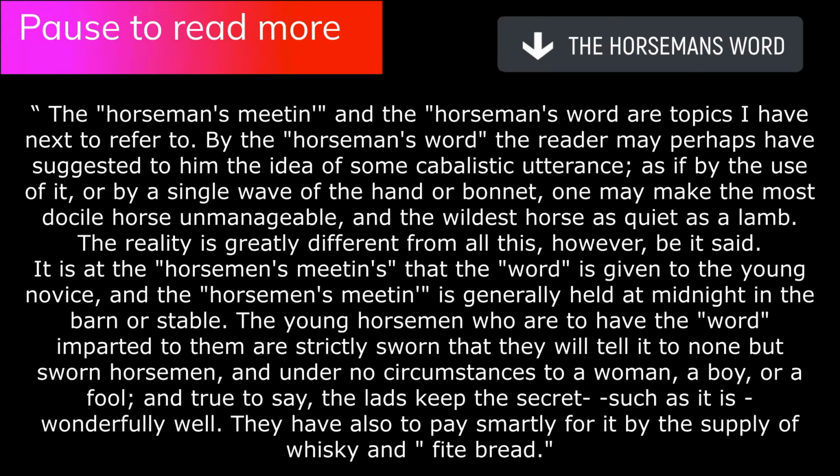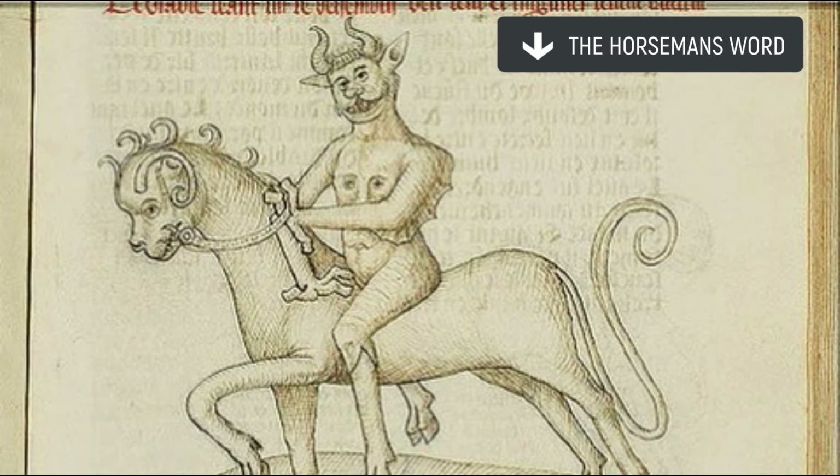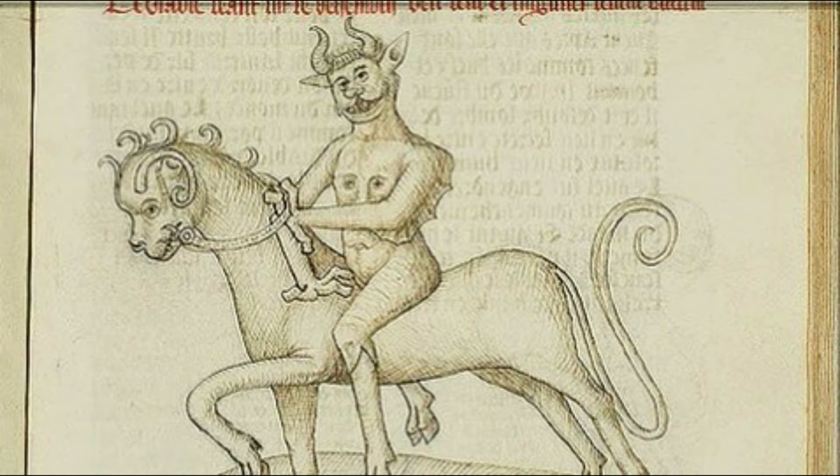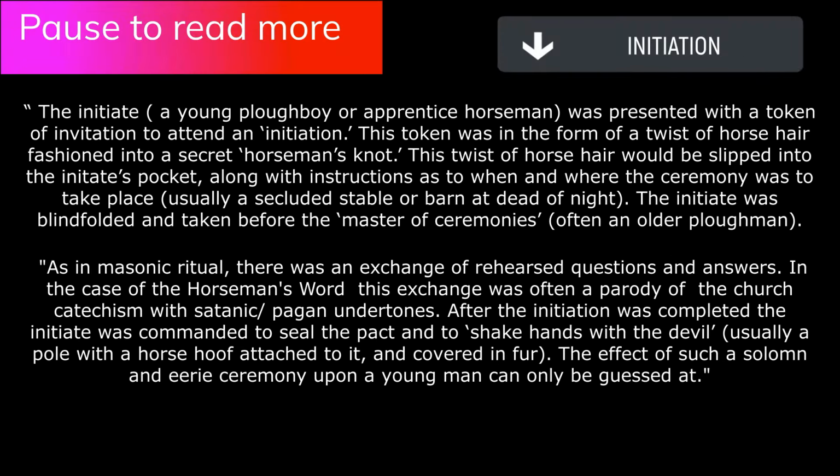The biggest surprise, though, was the chapter on a secret society with pagan undertones called the Horseman's Word, prevalent in northeast Scotland in the 19th century, with bizarre initiation rituals. Weird and wonderful indeed.